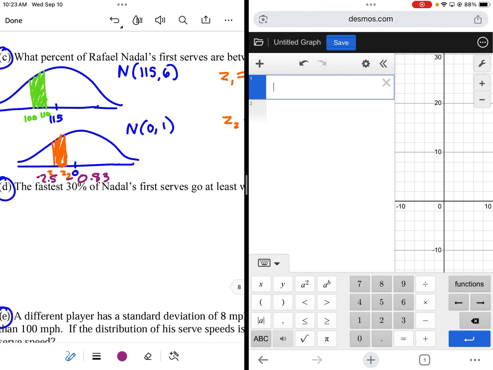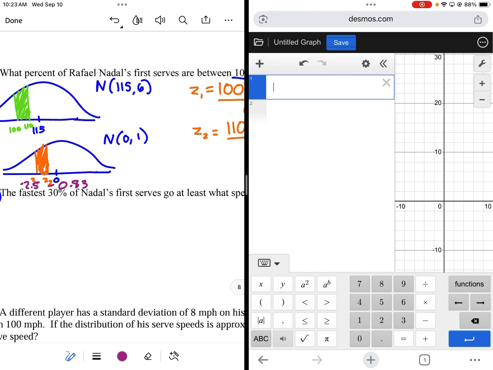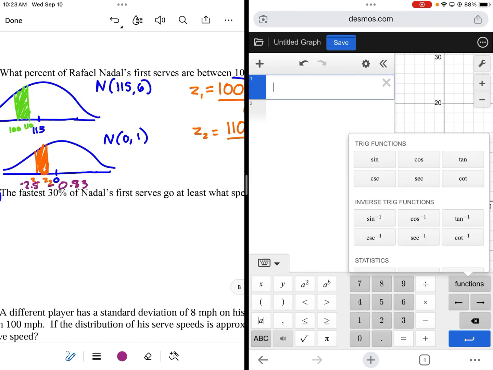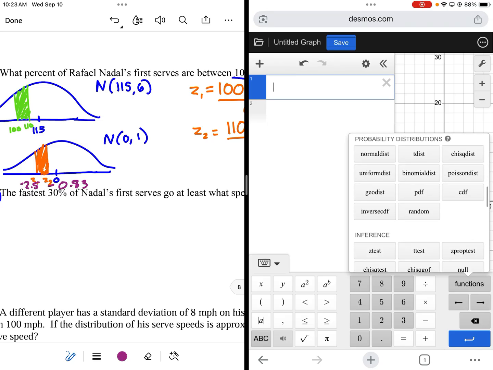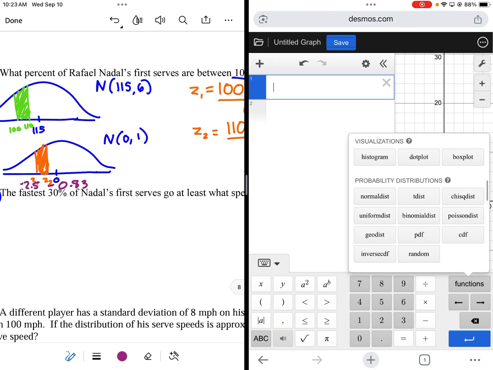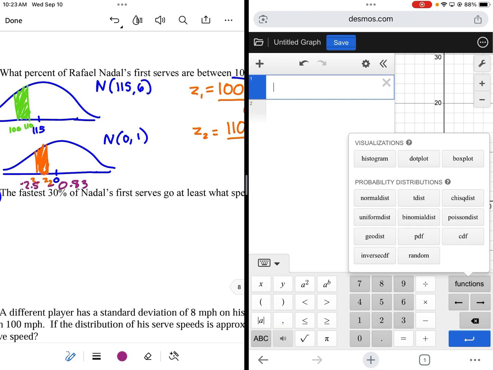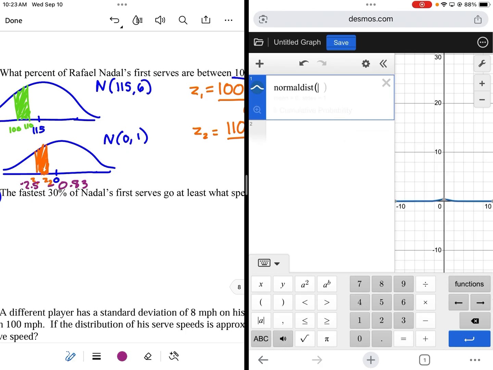So once you have that, let's just clear Desmos. And we want to use normal distribution. There's a couple of different ways. Y'all should be doing this with me, so that you have Desmos open. There are 2 different places that you will find normal distribution. So we'll go to functions, and we will go to inference or probability distributions. So we have different options. So this is normal distribution. We're going to pick norm dist, that first one.